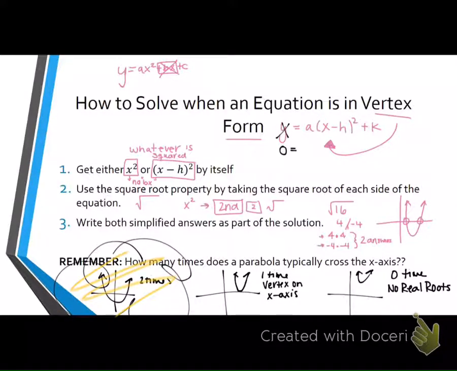Right here. Do you see that? It is important that when you take the square root of both sides, you get 2 answers. That's going to be where you forget things. So then you're going to write both simplified answers as part of your solution. Again, the word both is in here.